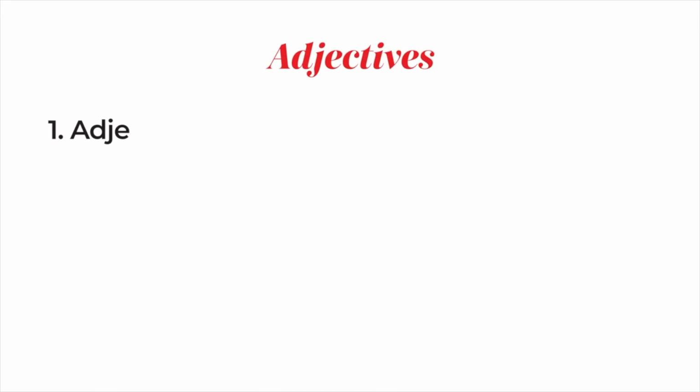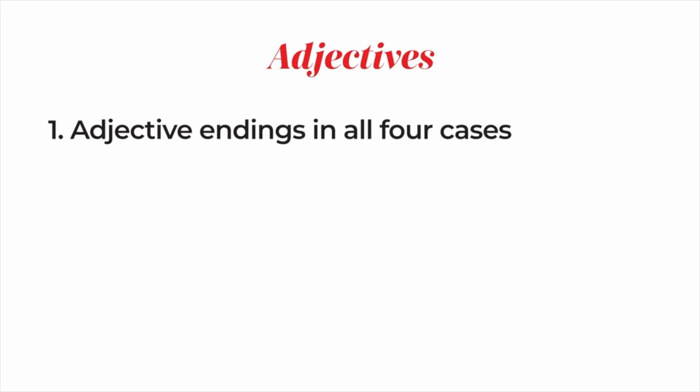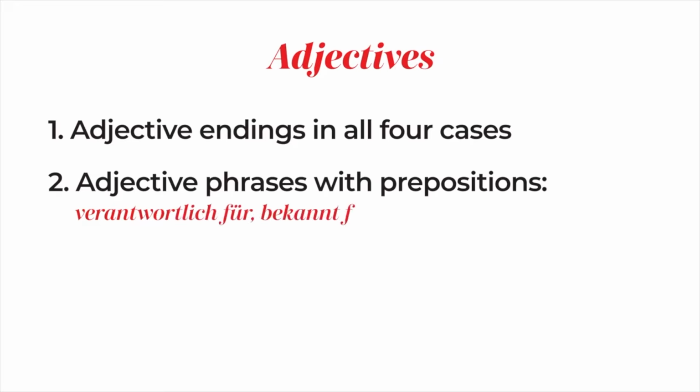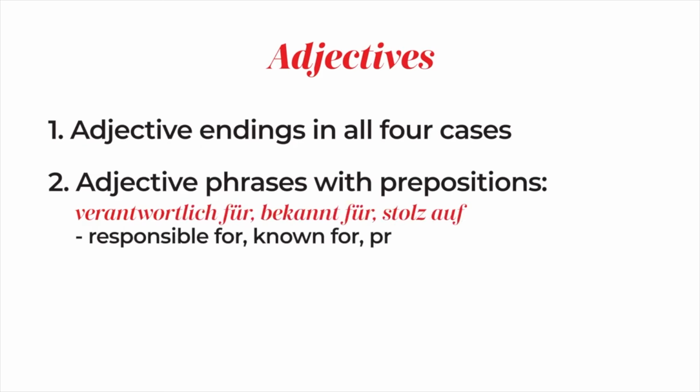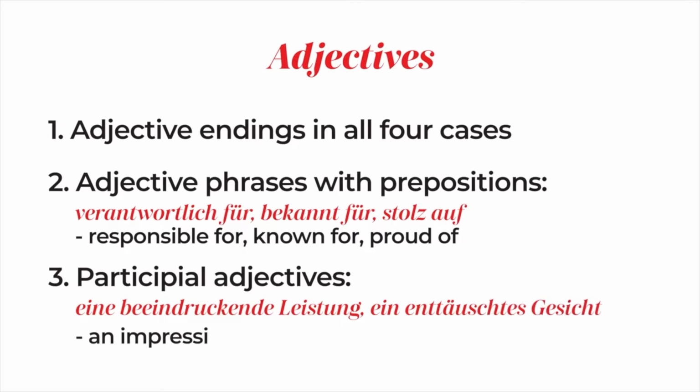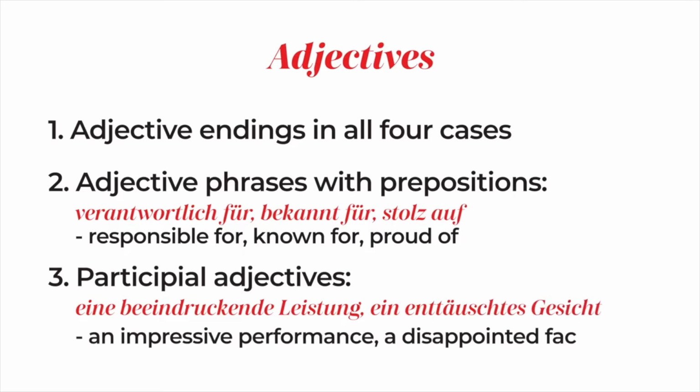Adjectives. Adjective endings with all four cases. Adjective phrases with prepositions. Verantwortlich für, bekannt für, stolz auf. Responsible for, known for, and proud of. Participle adjectives. Eine beeindruckende Leistung, ein enttäuschtes Gesicht. An impressive performance, a disappointed face.